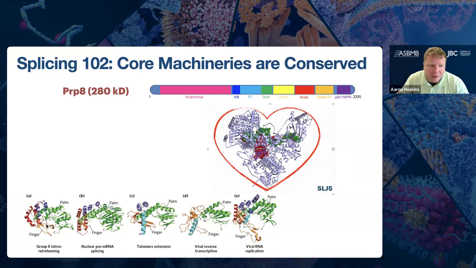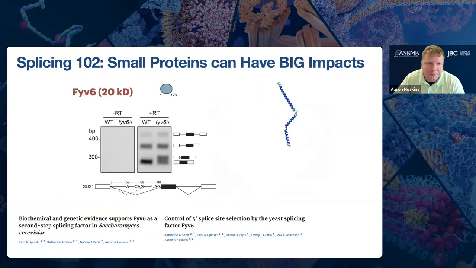the amazing structural similarities of the reverse transcriptase domain from the spliceosome in PRP8 compared to those found in group 2 retrohoming reactions, to the reverse transcriptase in telomerase, those involved in HIV reverse transcription, for example, or viral RNA-dependent polymerases. So there are conserved architectures here that have remained in place throughout evolution.